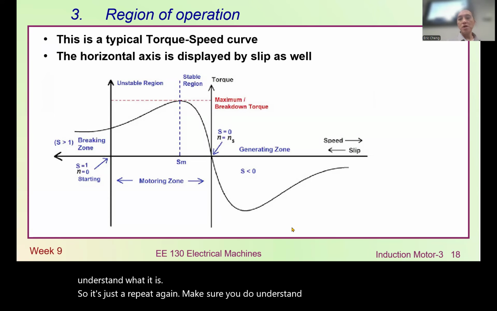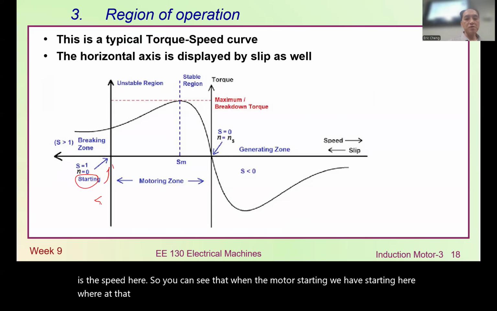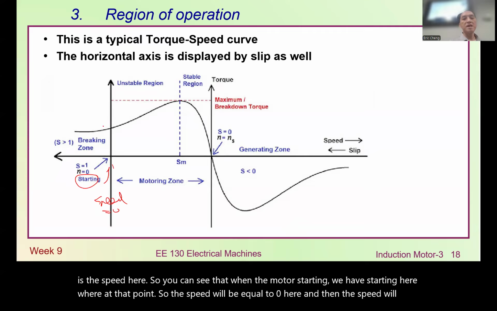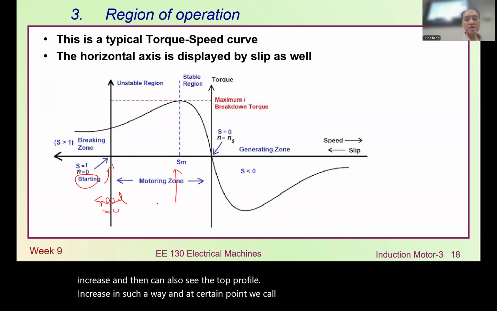So the horizontal x-axis is the speed here. You can see that when the motor is starting, we have the starting point right here. So the speed will be equal to 0 here. And then the speed will increase, and you can see the torque profile increase in such a way. And at a certain point, we call this the breakdown.